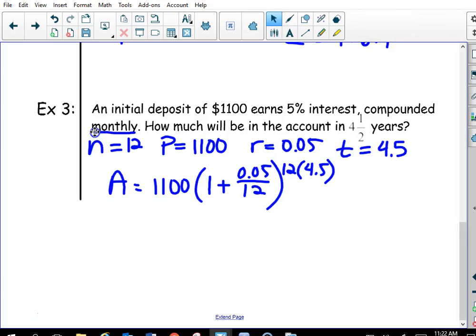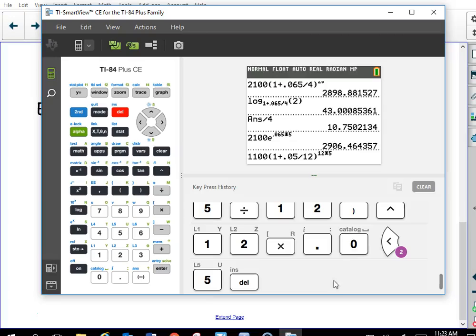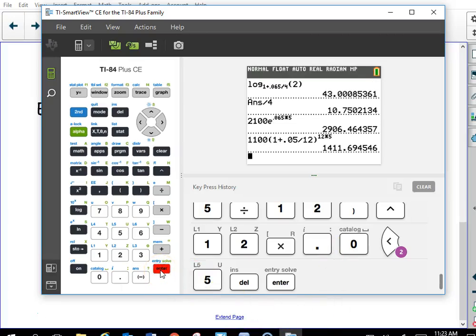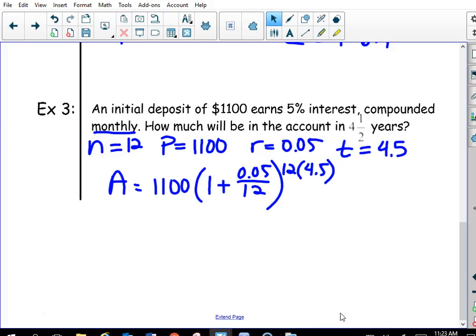Okay, I'm going to plug this in the calculator. All right, I think I've got it correct. Bottom line there, 1411.69.